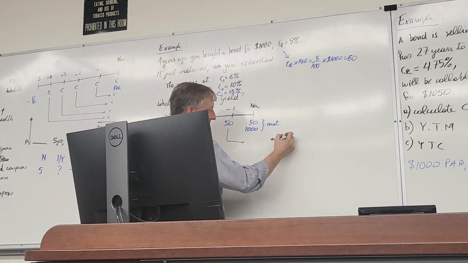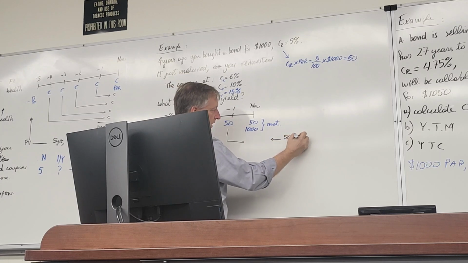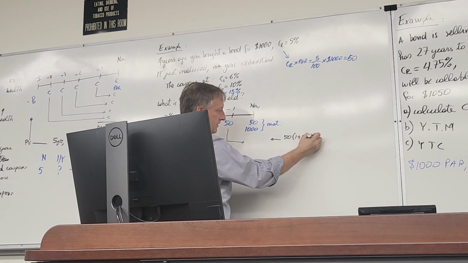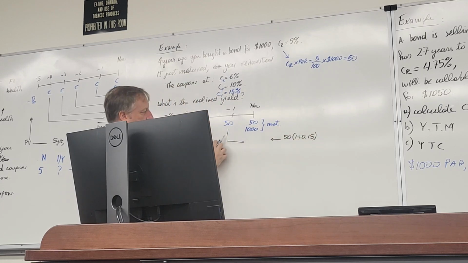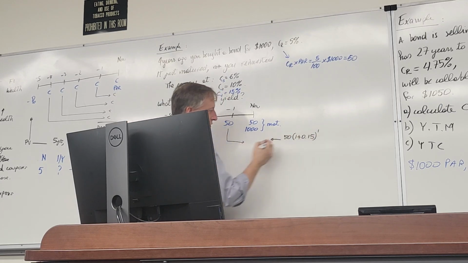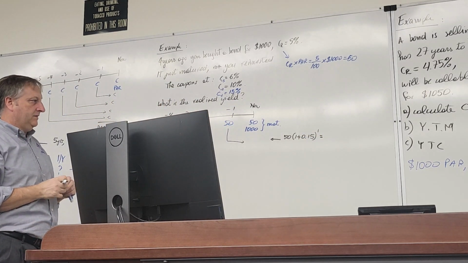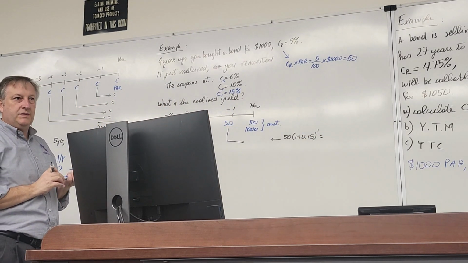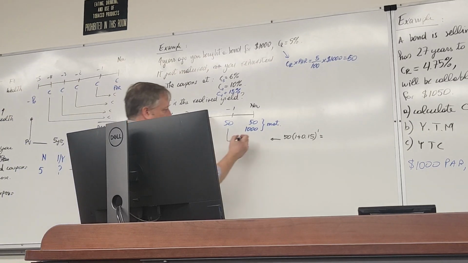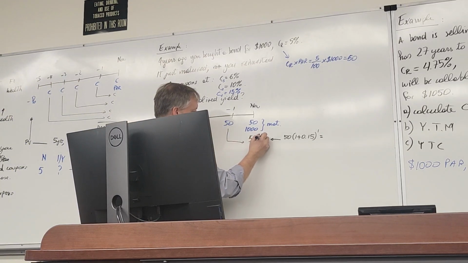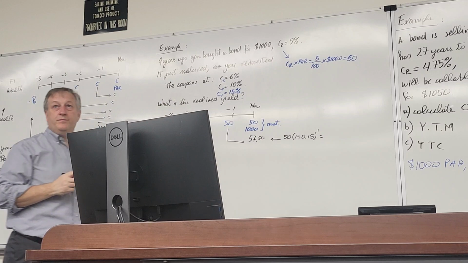50 times 1 plus 0.15. How long was the money invested? A year. Only 1 year. So it's 50 times 1.15, which is 57.5. Do you agree?